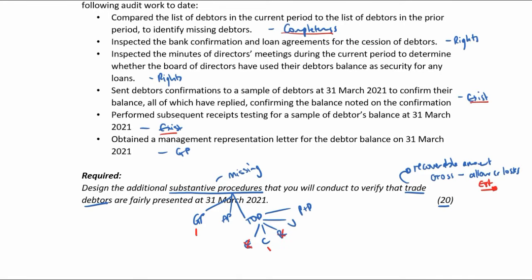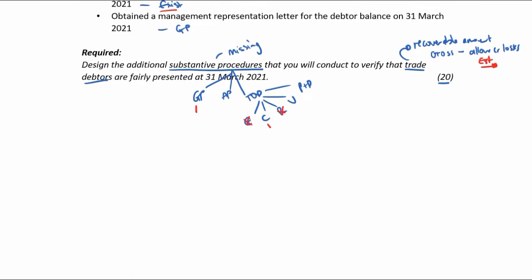So I know then that I'm going to have marks for getting more of my general procedures done, marks for doing analyticals because they haven't done anything, marks for maybe doing some more for completeness if I can think of anything else. Valuation is going to be huge because they've done nothing for valuation. And I know from a valuation perspective, I'm going to have to test the gross amount and the estimate. And then presentation and disclosure.